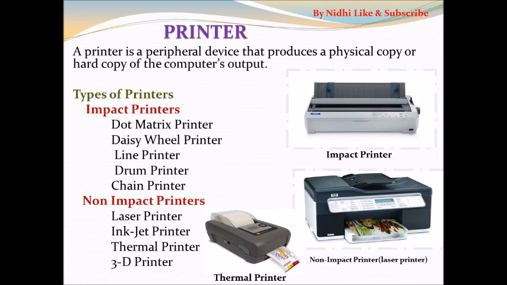Impact printers are further classified into various categories: dot matrix printer, daisy wheel printer, line printer, drum printer and chain printer. Daisy wheel printers have good letter formation capability but cannot produce graphics. They produce letter quality documents, and the speed of these printers varies from 60 characters per second to 120 characters per second. They are not in use anymore since they were very slow and noisy.